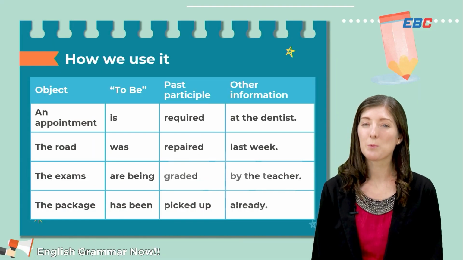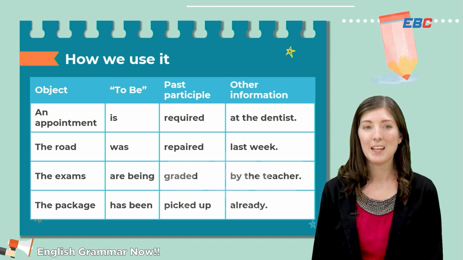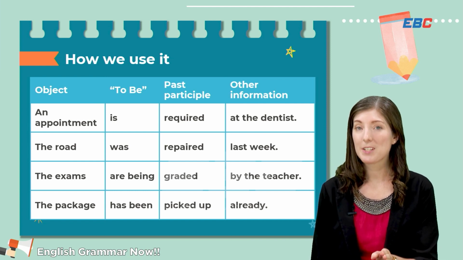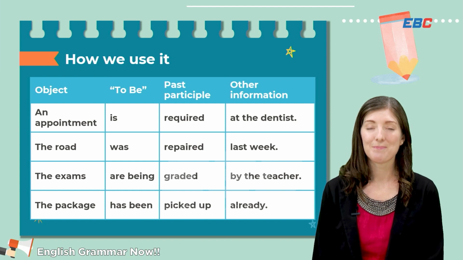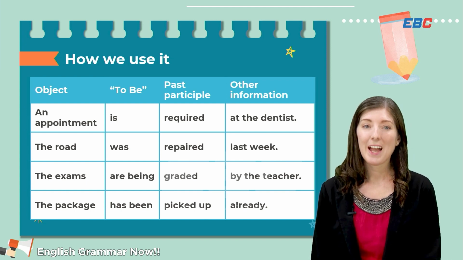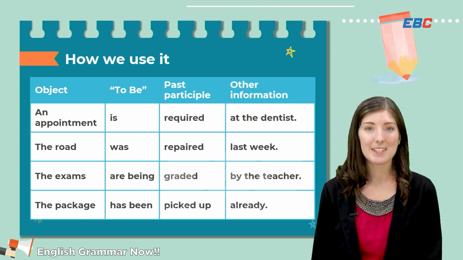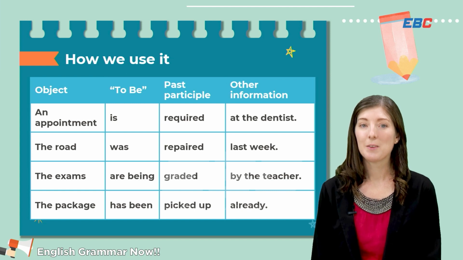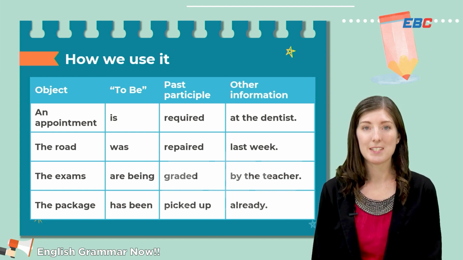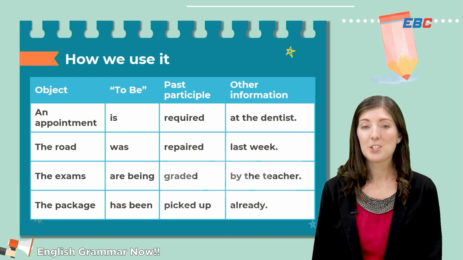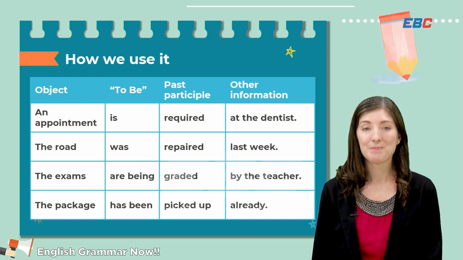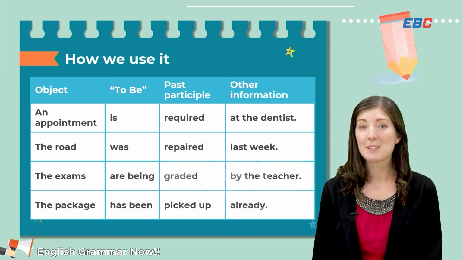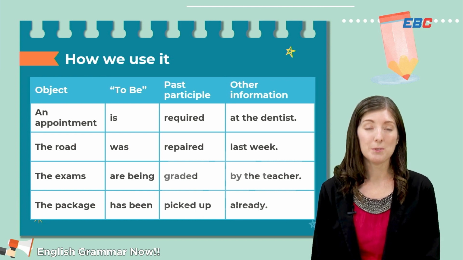Here's what a few sentences would look like in the passive. It begins with the object, then the to be verb, then the past participle, and then other information. So, for example, an appointment is required at the dentist. The road was repaired last week. The exams are being graded by the teacher. The package has been picked up already. You can see that the to be verb is changing into different tenses, but the past participle will always stay as it should be.